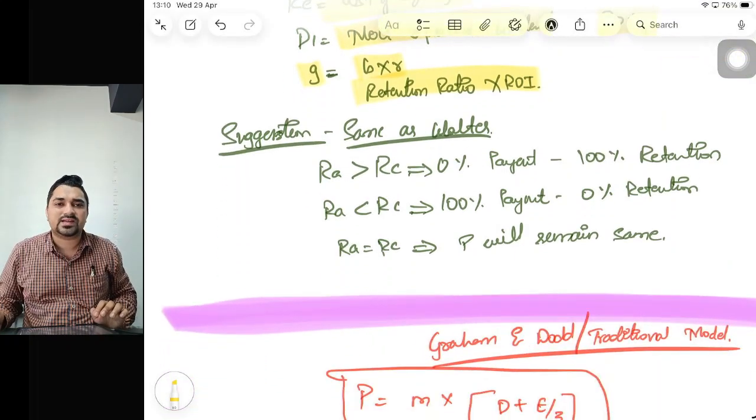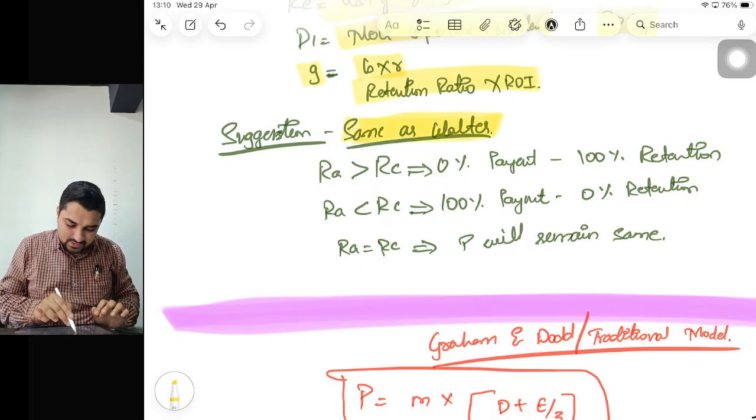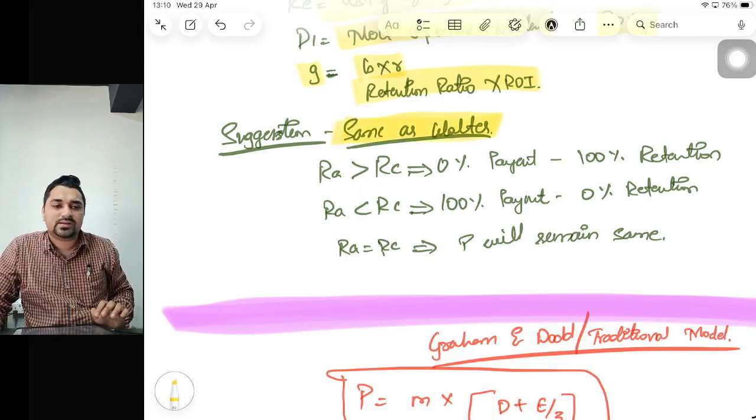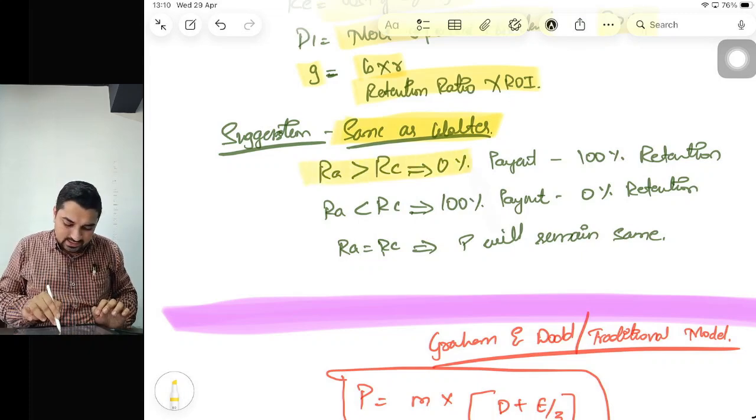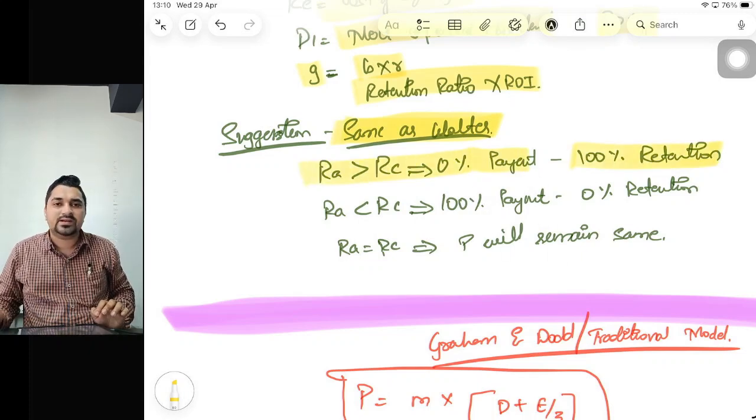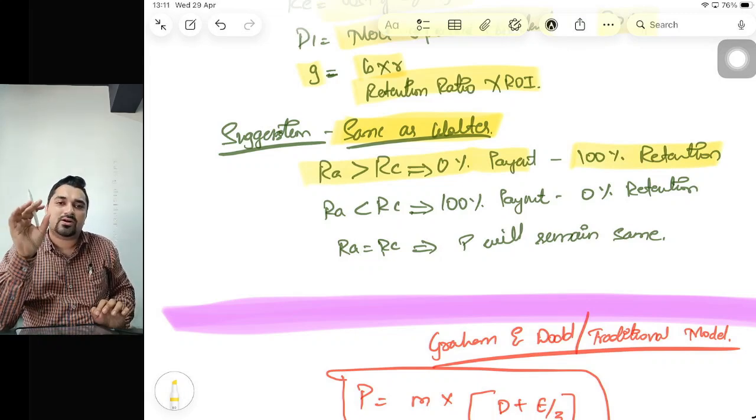Again, what was the suggestion given by Gordon? Same as Walter. Whatever was the suggestion given by Walter, the same suggestion has been given by Gordon as well. So if RA is greater than RC, 0% payout, 100% retention. If the company is earning more, market is earning less, 0% payout. All the money should be in the form of retention with the company.